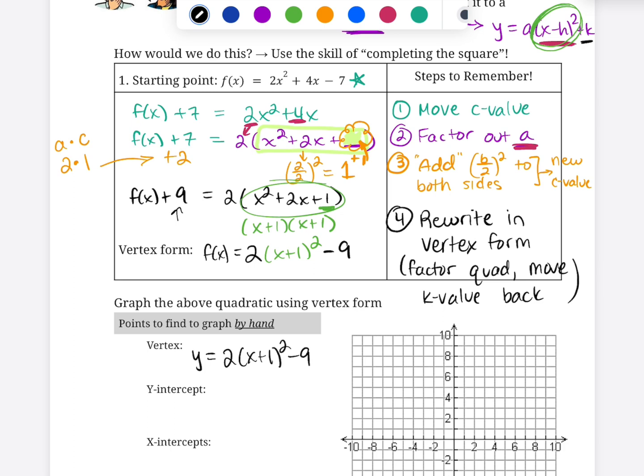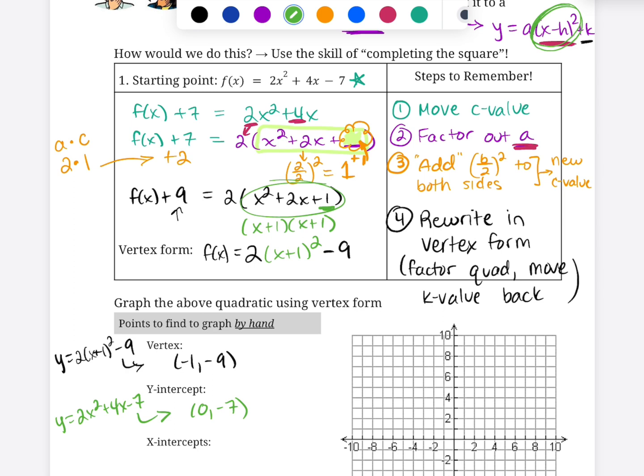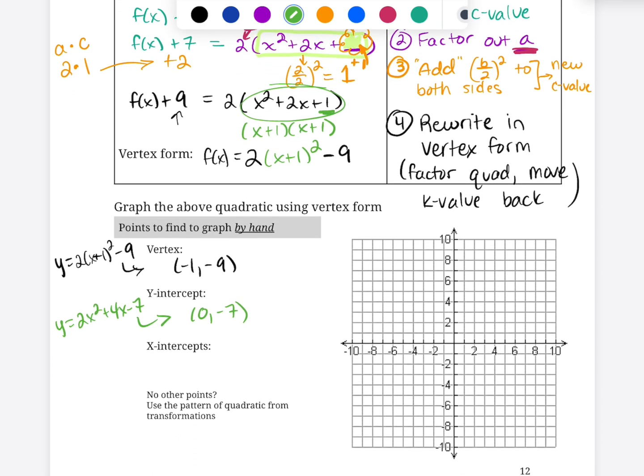Oh sorry, I shouldn't really write it here. I'll rewrite it over here. y equals 2 times (x plus 1) squared minus 9. This tells us that our vertex is at (-1, -9). Now our original equation, y equals 2x squared plus 4x minus 7, still has some value because it more easily indicates to us that our y-intercept is at (0, -7). So I'm going to start plotting some of these points. (-1, -9) is right here.